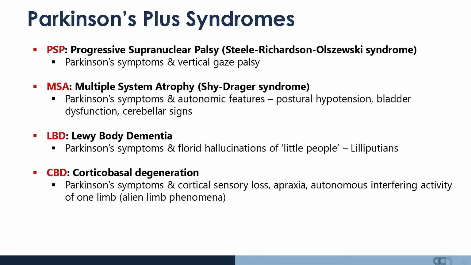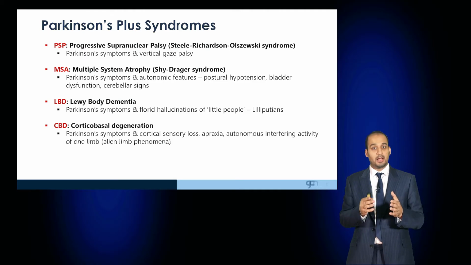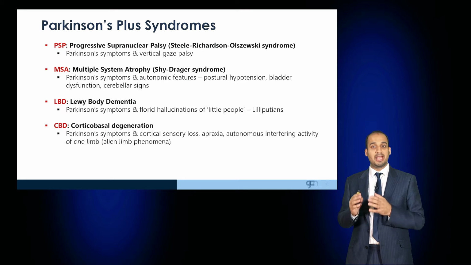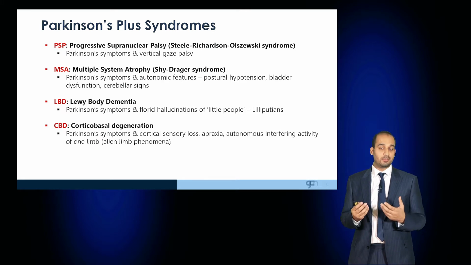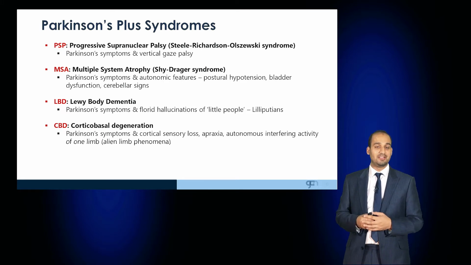Lewy body dementia is where you have Parkinsonism accompanied by florid hallucination, Lilliputianism, where patients classically report seeing little children or little people. Corticobasal degeneration is Parkinsonism along with cortical sensory loss, apraxia, and autonomous interfering activity of one limb, what is known as an alien limb phenomena.